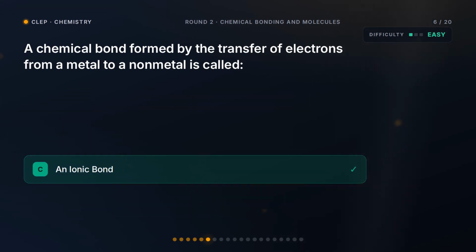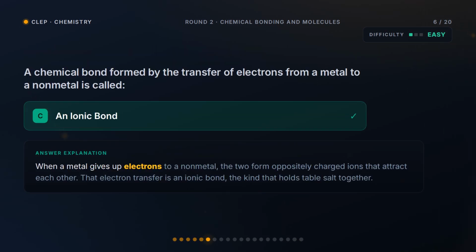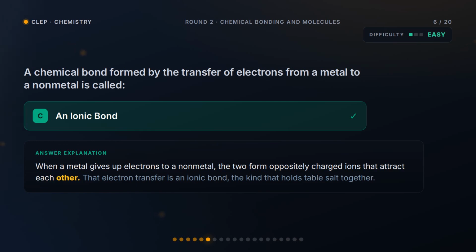The answer is C. An ionic bond. When a metal gives up electrons to a nonmetal, the two form oppositely charged ions that attract each other. That electron transfer is an ionic bond, the kind that holds table salt together.